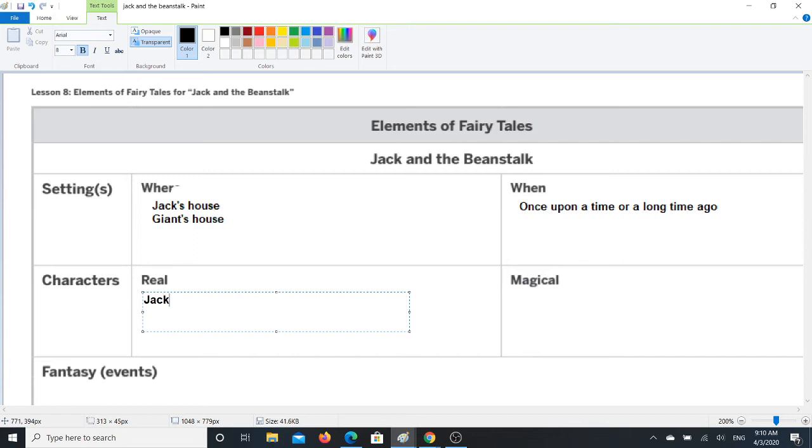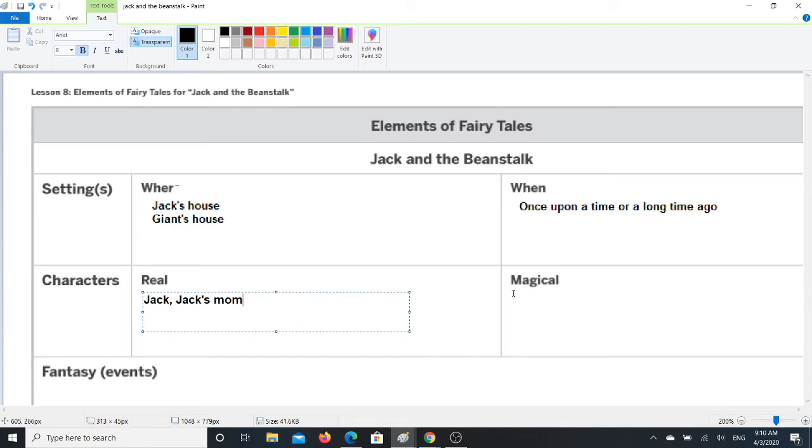It has Jack, Jack's mom, the giant's wife, and the giant. Well, let's see. No, realistic characters. I'm sorry, this is my mistake. Just Jack and Jack's mom are realistic.